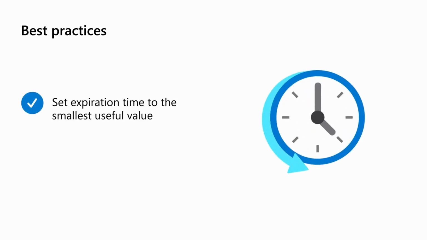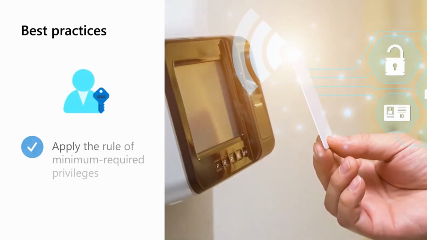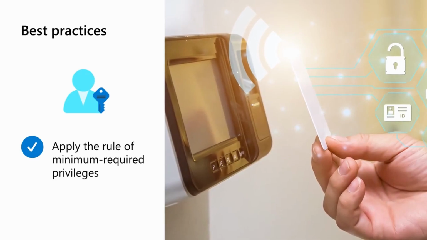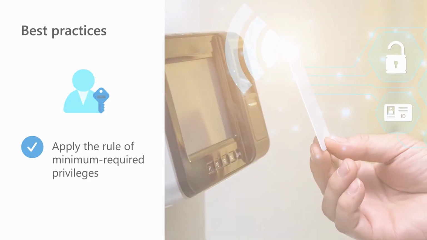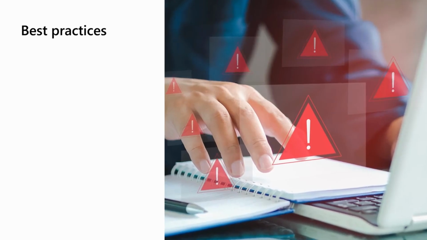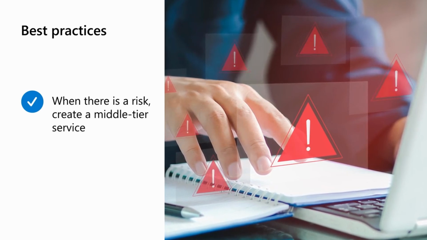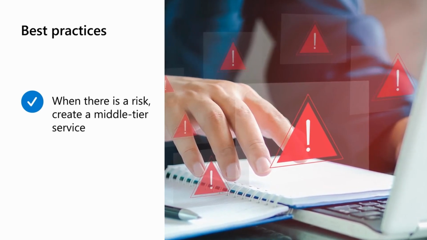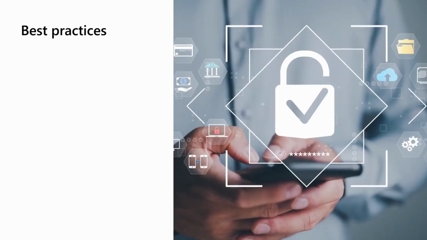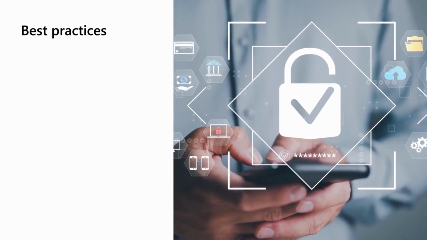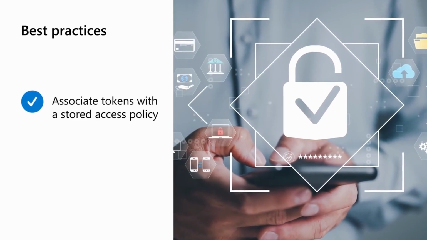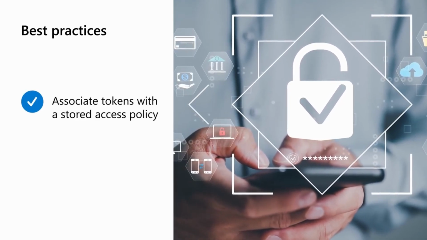Another good practice is to set your expiration time to the smallest useful value. If a SAS key becomes compromised, it can only be exploited briefly. Apply the rule of minimum required privileges. Only grant the access that is required. There are some situations where SAS isn't the correct solution. When there is an unacceptable risk of using a SAS, create a middle-tier service to manage users and their access to storage. The most flexible and secure way to use a service or account SAS is to associate the SAS tokens with a stored access policy.